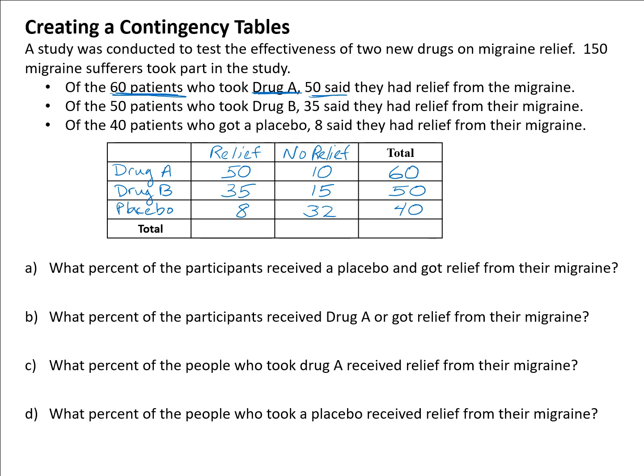All right, so let's do some totaling up. We had 150 migraine sufferers, so our subtotals for drug A, drug B, and the placebo should add up to 150. And indeed they do. 60, 50, and 40 add up to 150.